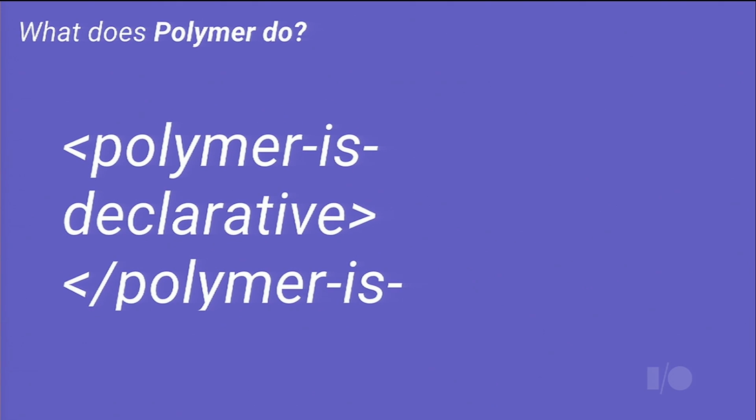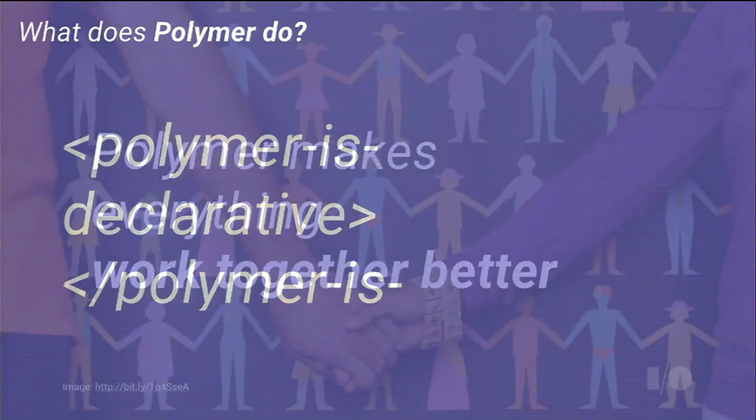So Polymer also introduces a declarative syntax. The Web Component spec has a declarative syntax in there, but it's not been implemented yet. So we built our own on top of the imperative. So this makes it really simple to describe your UI and markup.